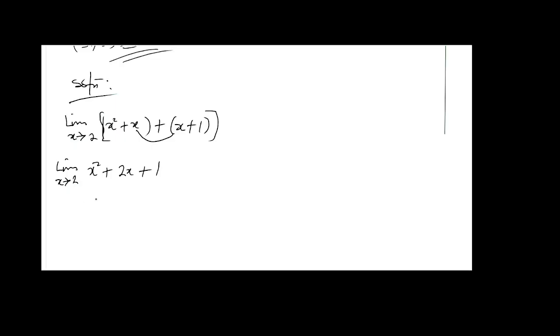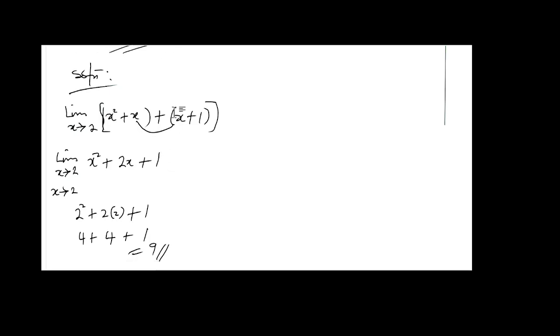From here we can do direct substitution. So as x approaches 2, we are going to have 2 squared plus 2 times 2 plus 1, and this will give us 4 plus 4 plus 1, and this is 9, which is the final answer.